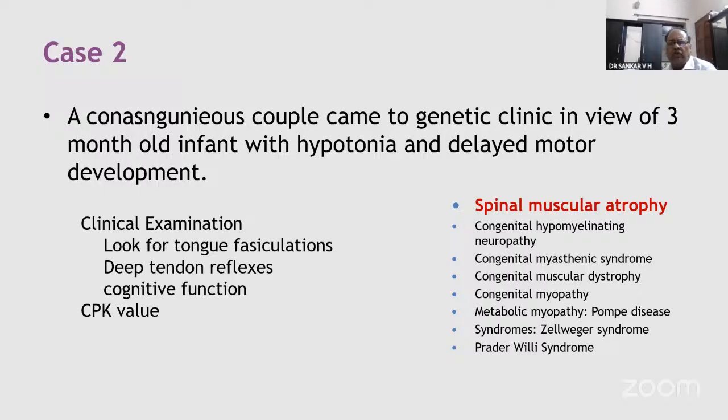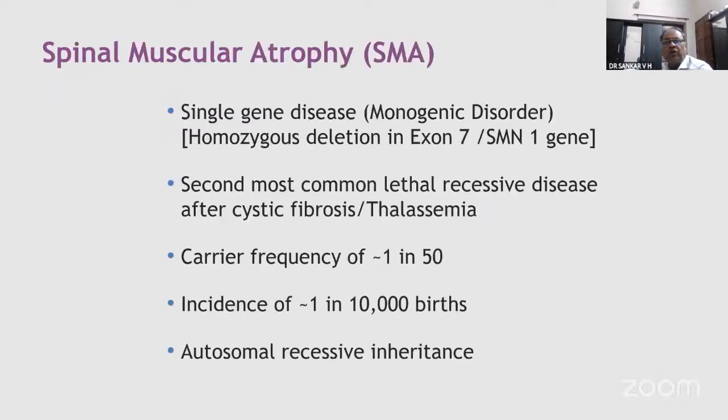So clinically also you can reasonably differentiate, but you should always think about spinal muscular atrophy, the commonest condition, where genetic testing is required. So what is spinal muscular atrophy? It's a single gene disease, a monogenic disorder. And the pathology, or diagnostic point, in spinal muscular atrophy is homozygous deletion in exon 7 of the SMN1 gene.